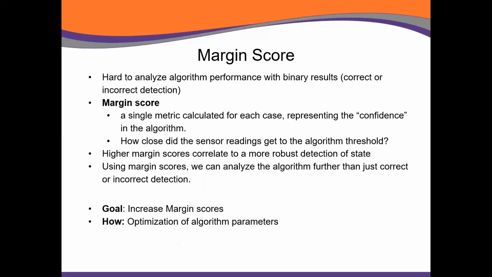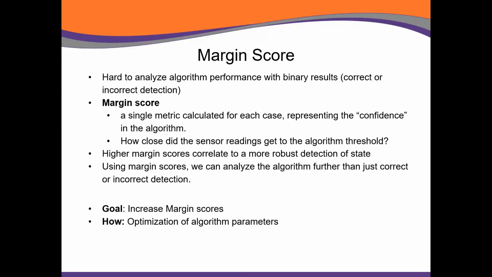One problem GE faced while developing the NOFD algorithm was that it's hard to do advanced analysis on the performance of the algorithm when the results of the algorithm are binary. Essentially, did the algorithm detect flame state correctly or not? To solve this problem, they created something called the margin score. It's a single metric calculated for each case, which essentially represents how confident the algorithm is in the flame state that it detected for that case.